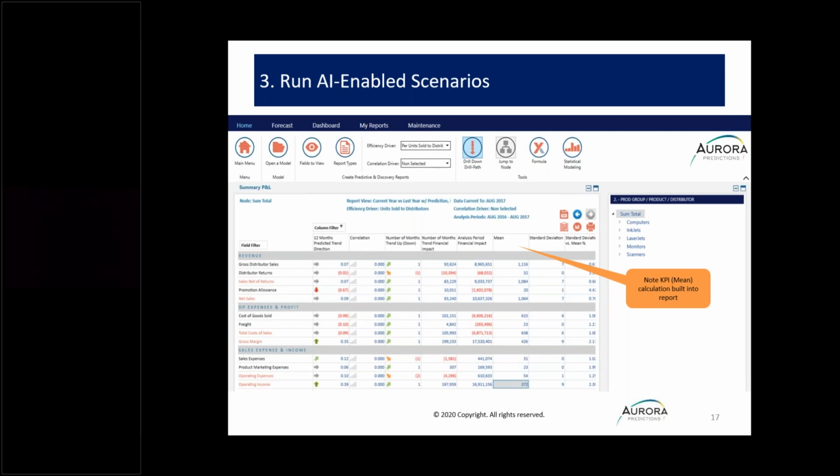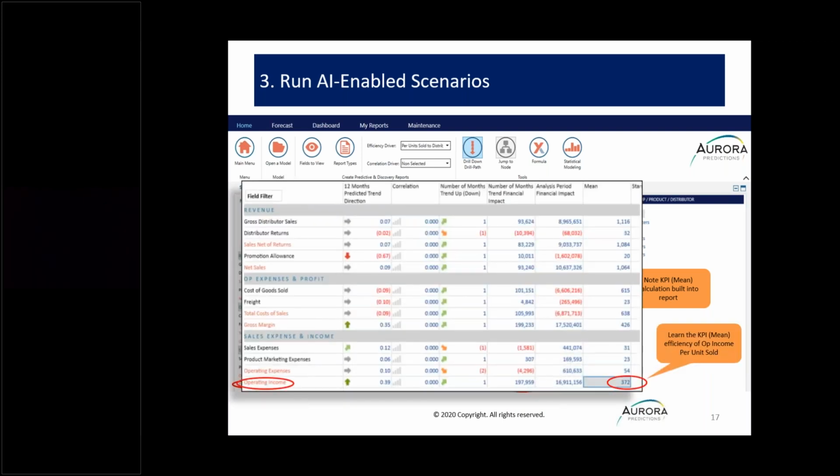And I've slid the report over to the right to reveal this column called the mean, so the average, which is the KPI. So what we're looking at now is the average operating income per unit sold. Let's blow that up. So we can see that there's $372 on average of operating income per unit sold at the highest level of our company. In other words, the consolidated level. So on average across all our products, we're generating about $372 of operating income per unit sold.